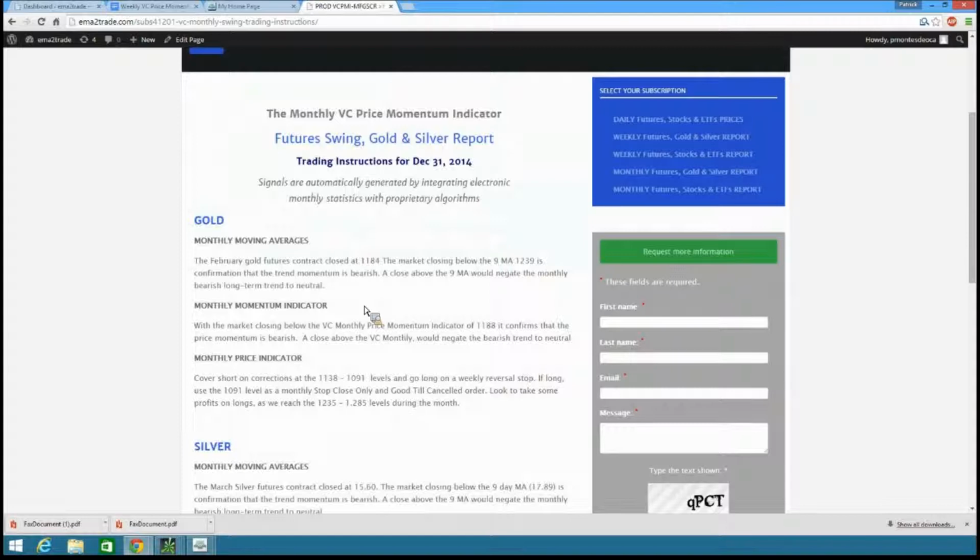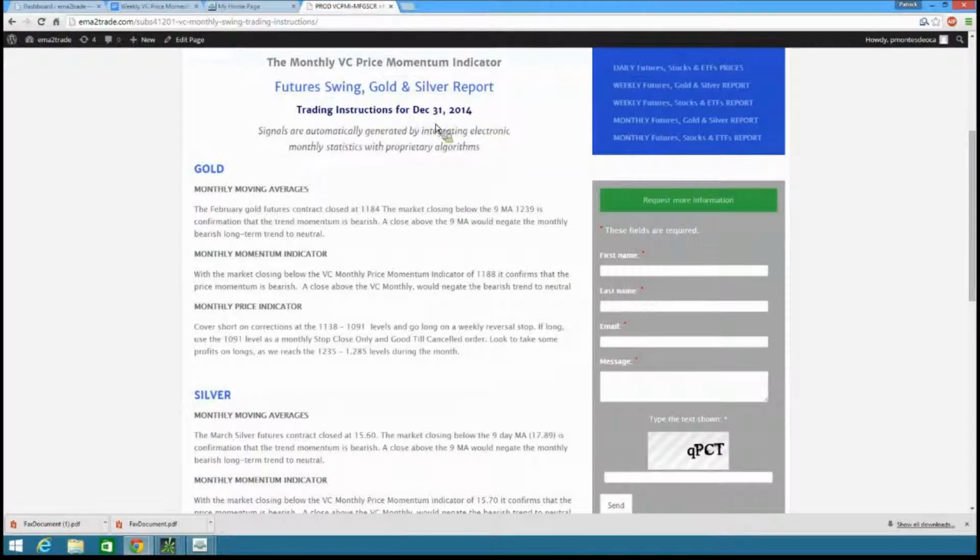When you take a look at the gold report that was published December 31st, it told us that a market closing above 1188 would negate the bearish signal to neutral. And if you're long, look to take some profits at the 1235 to 1285 levels. Obviously, we've gone into this area, into the upper end of these profit objectives. And so the monthly codes are telling us as well that we need to be taking profits on the monthly signals for the gold market.